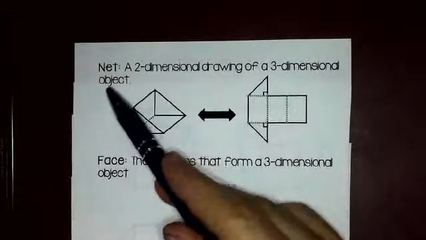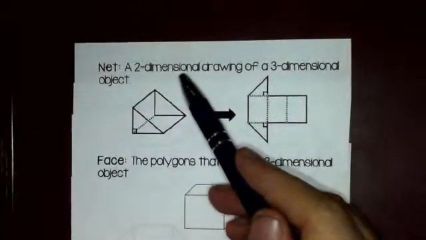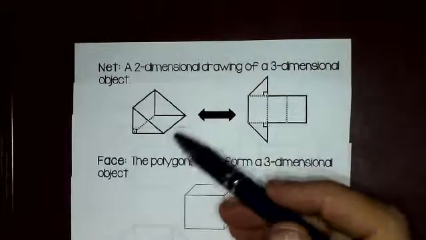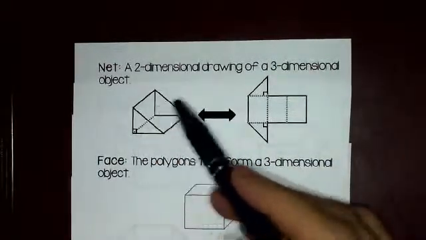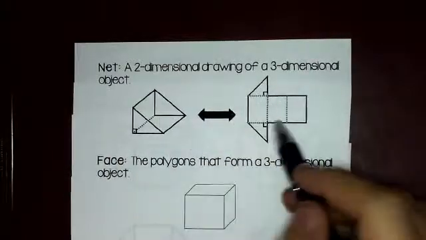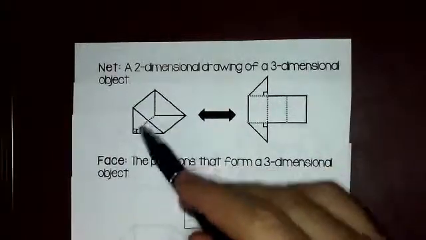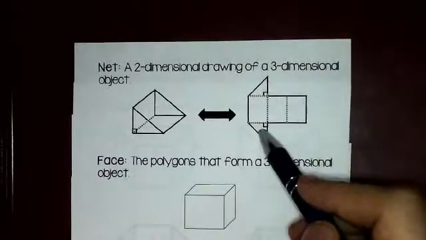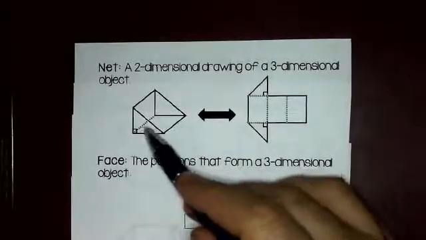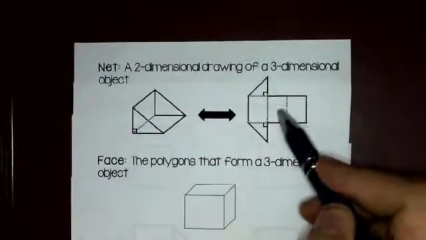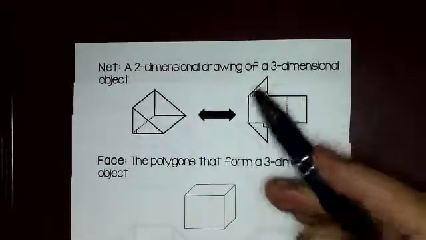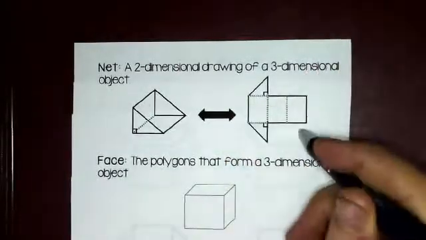The first piece of vocabulary is just a net. A net is a two-dimensional drawing of a three-dimensional object. So if we imagine that we had this shape and the shape was made of paper, we could cut along some of the edges and we could unfold it. And so my two triangles are these two triangles right here, and then my rectangular sides all go over here. And so this is just if I flattened out this two-dimensional image.